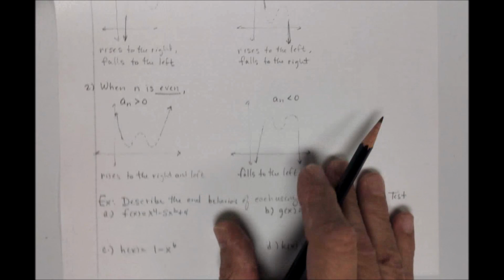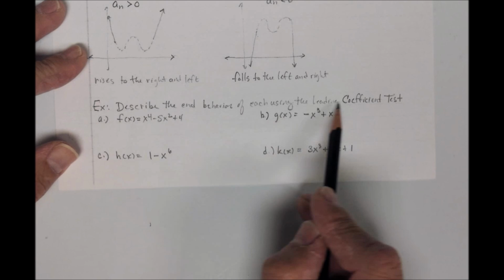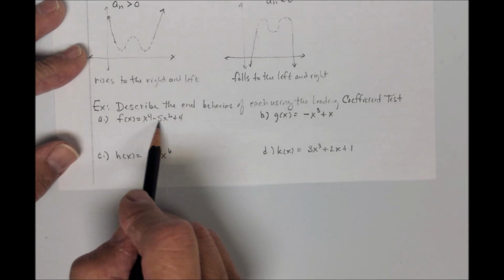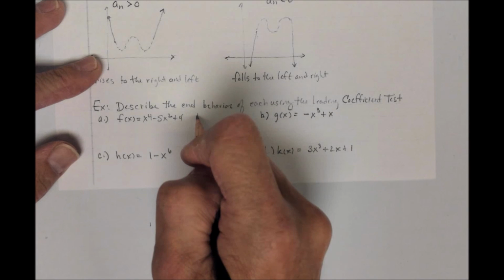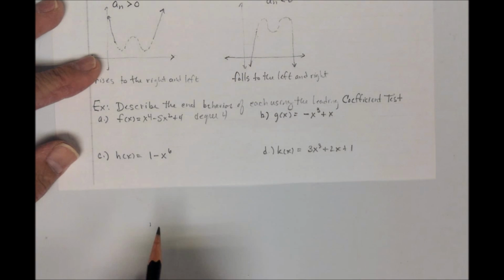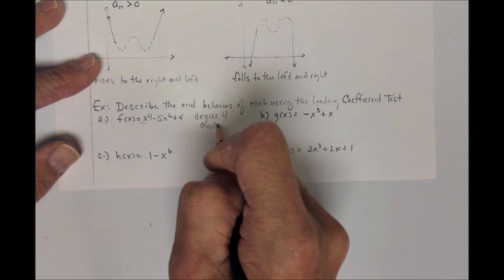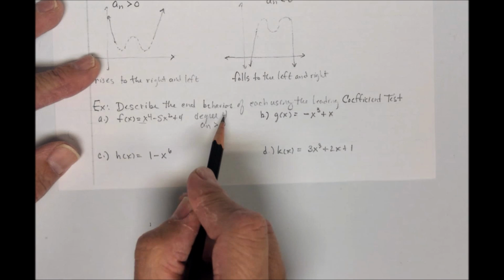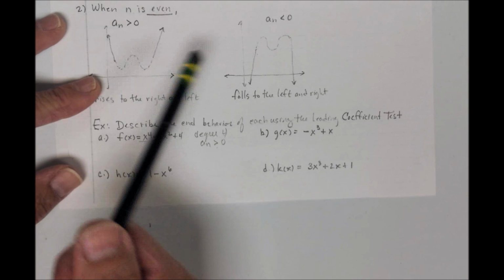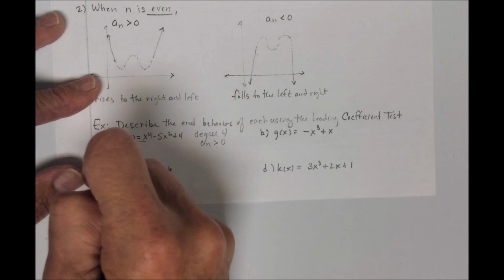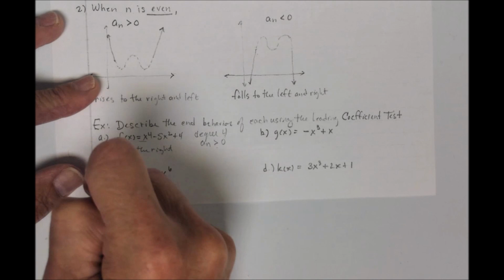In fact, let's just try some here. Describe the end behavior for each using the leading coefficient test. Okay, descending order. My degree is 4, so that means it's even, and my lead coefficient is 1. So a sub n is positive. So since it's even degree and has a positive lead coefficient, this is going to rise to the right, rise to the left.